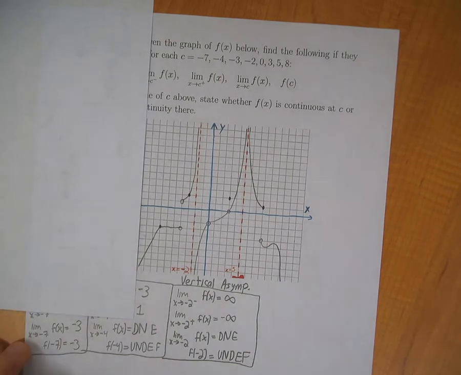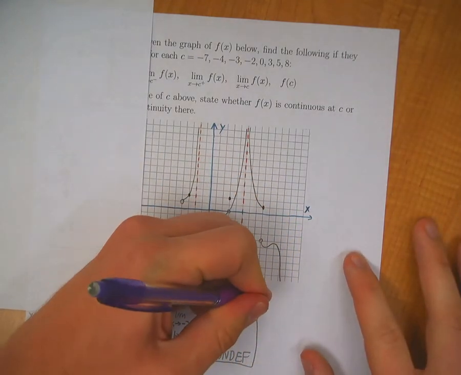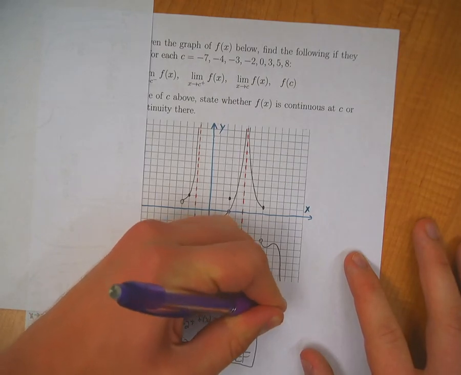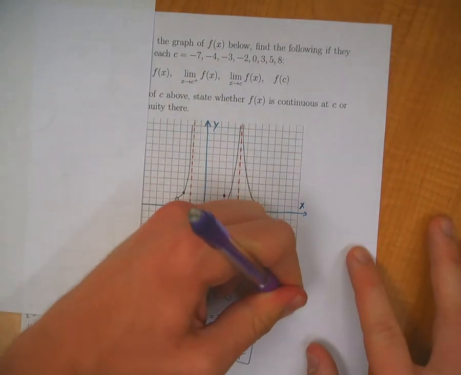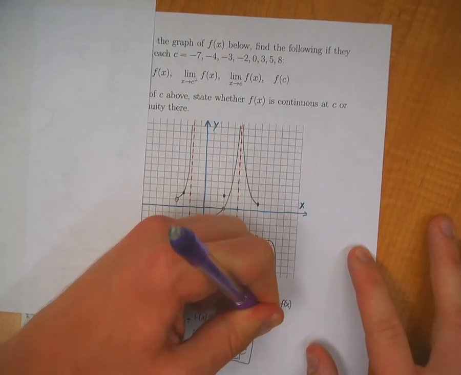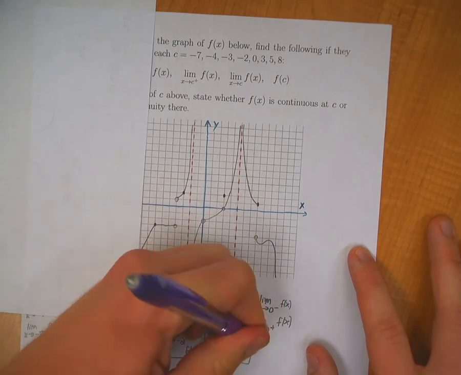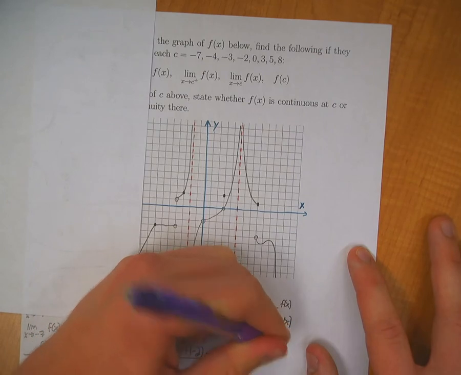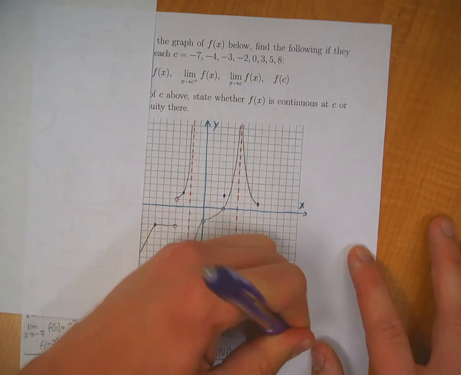Now, the last one I want to do with you guys, just as a class, is c equals 0. So if we do that, we have the limit as x approaches 0 from the left of f of x, the limit as x approaches 0 from the right of f of x, the limit as x approaches 0 of f of x, and then f of 0. Okay?